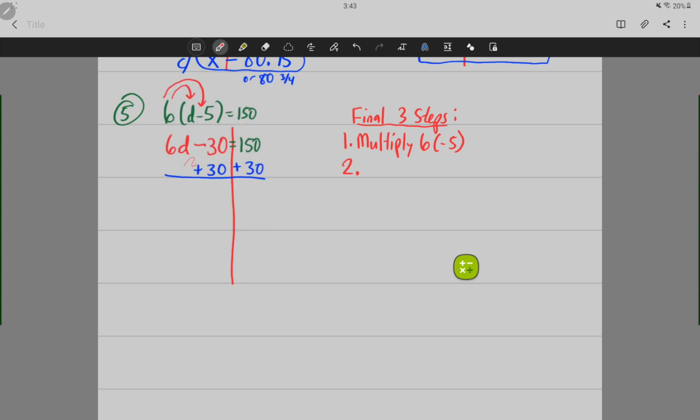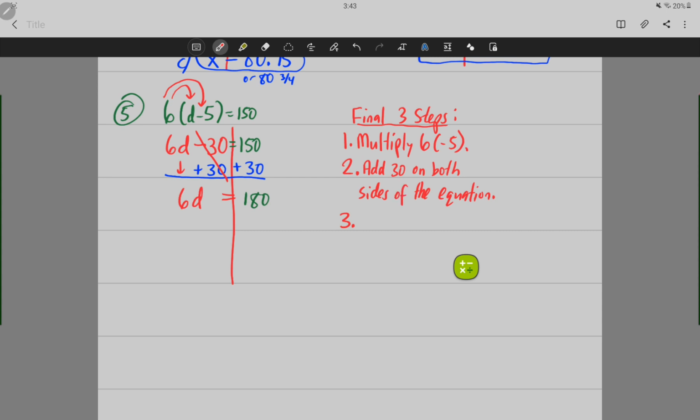Okay, we're going to bring down the 6d. We haven't touched yet. Negative 30 plus 30 is 0. Let's cancel that. Bring down our equal sign. And 150 plus 30 is 180. So now we can write down what our second step was, which was add 30 on both sides of the equation. And then we'll be ready for our final step 3.